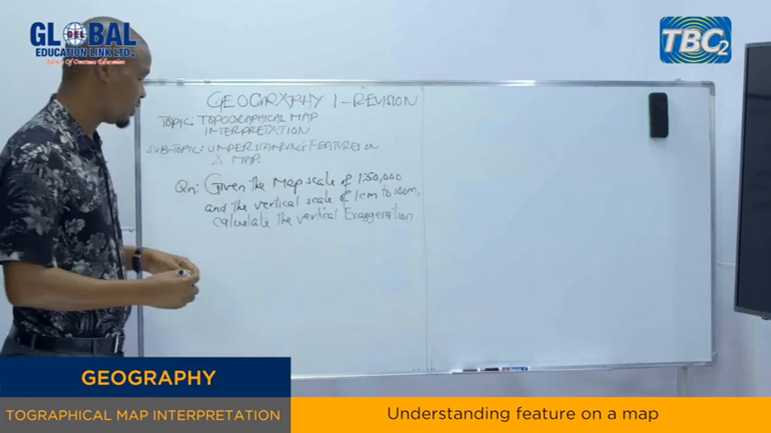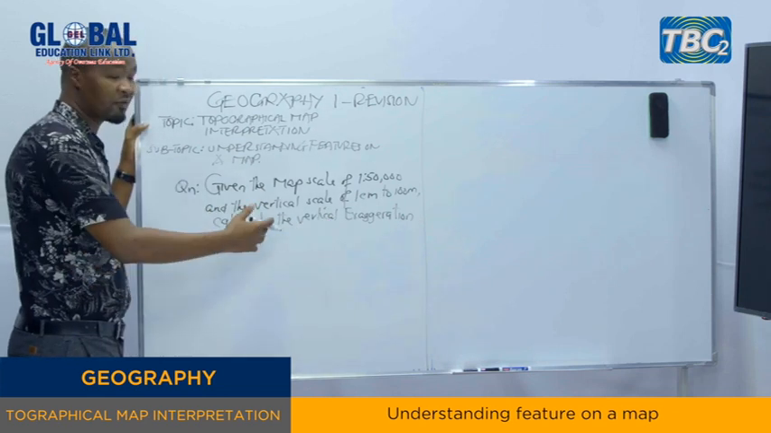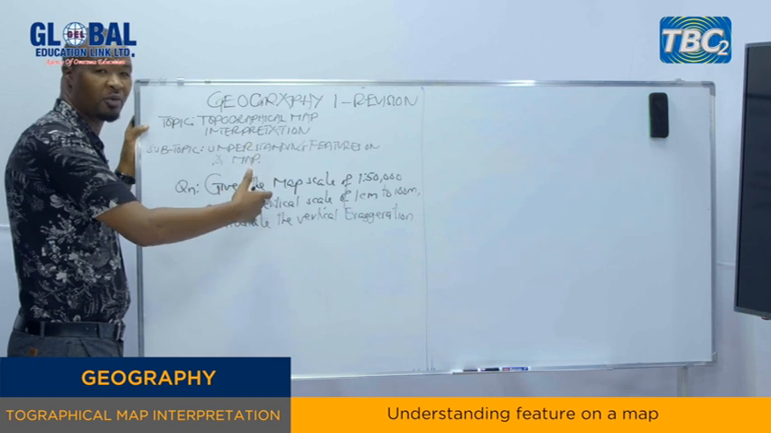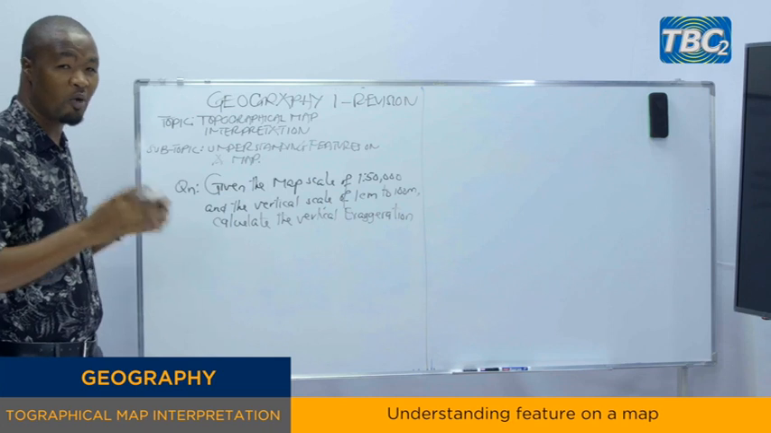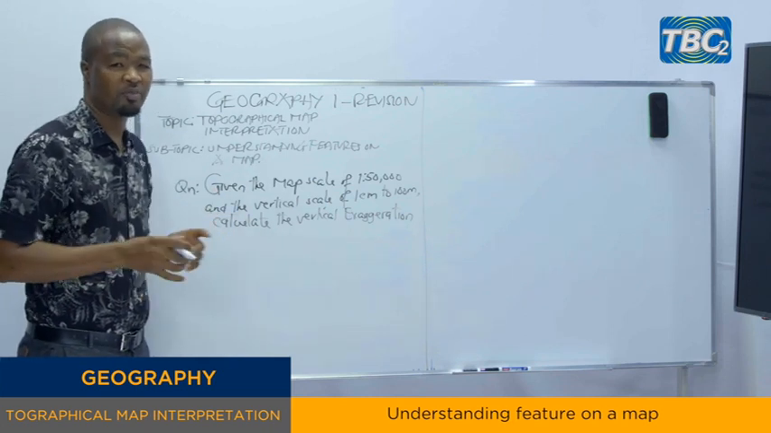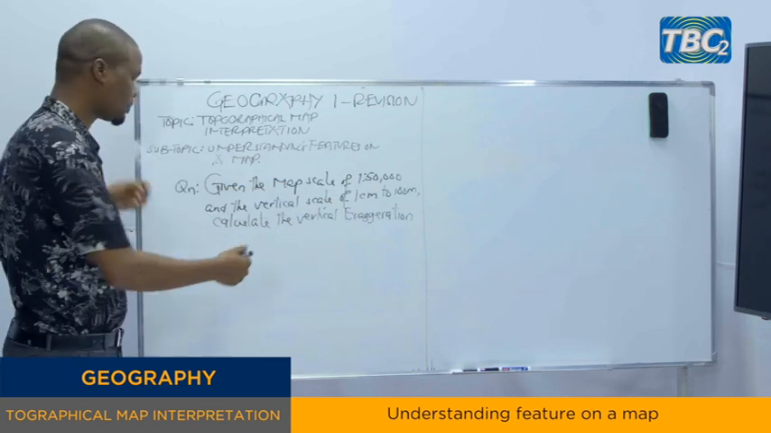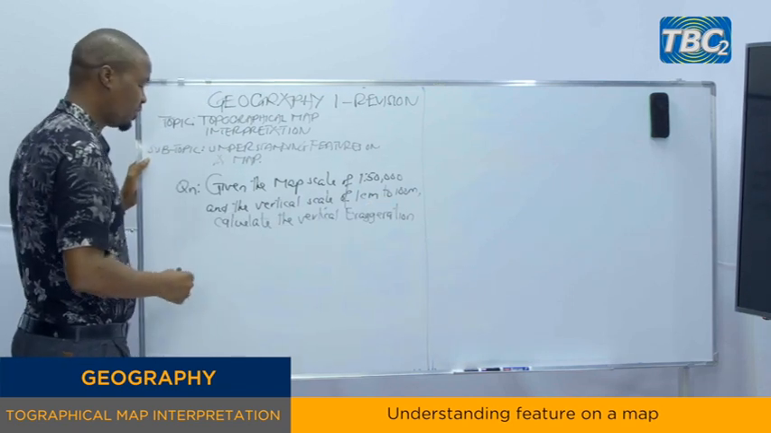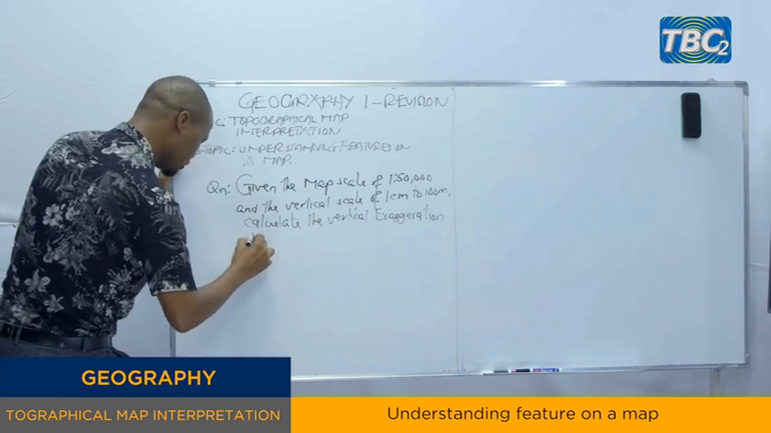Remember I told you the vertical exaggeration refers to the number of times by which the vertical scale is larger than the horizontal scale. It means we want to know how many times the vertical scale is larger than the horizontal scale or the map scale. So we've been given the map scale, and the vertical scale is 1 centimeter to 100 meter.